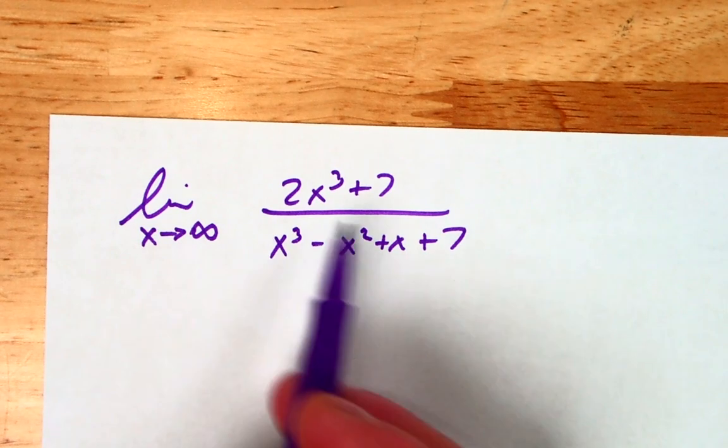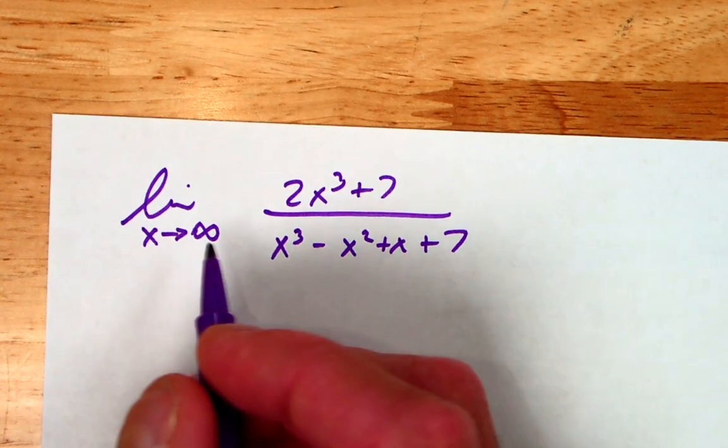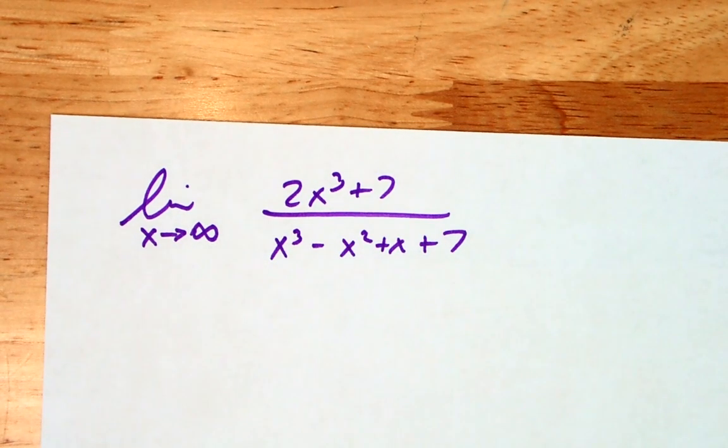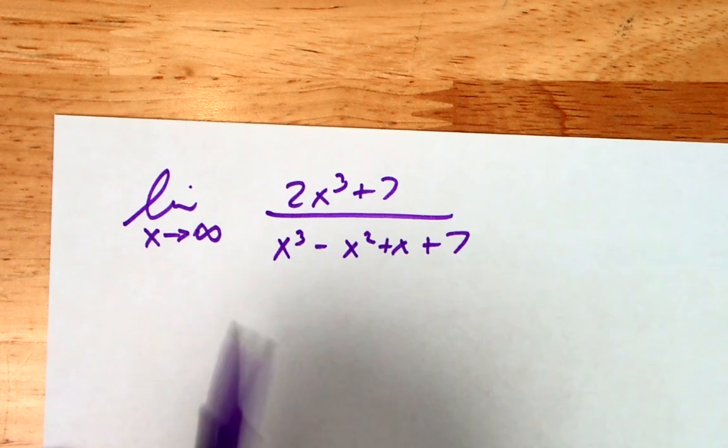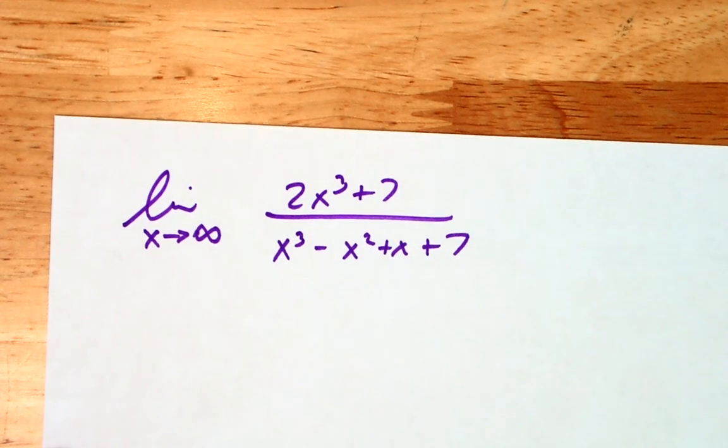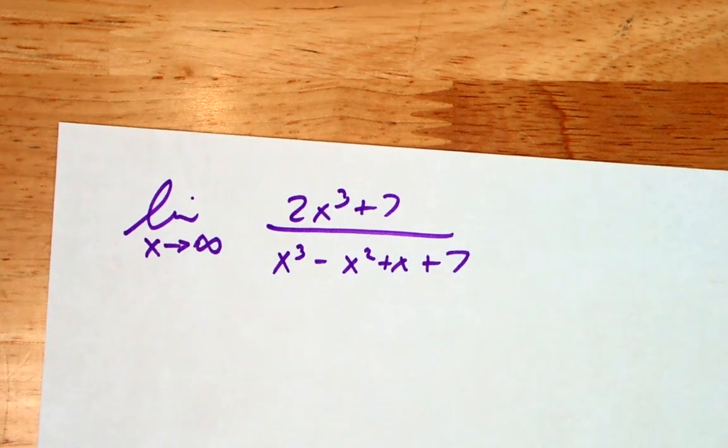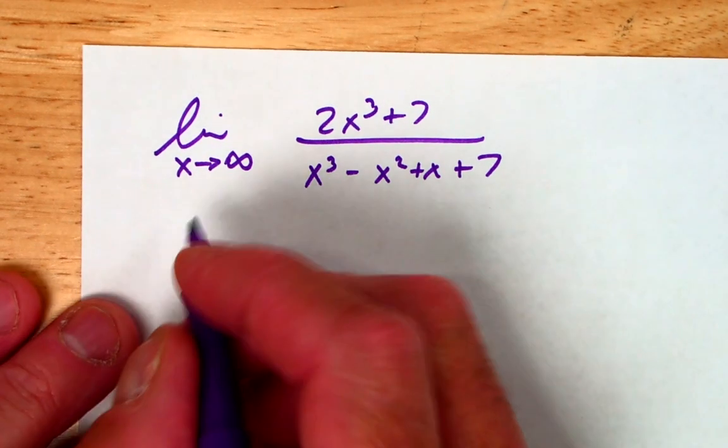Whenever I have a polynomial and I want to look at what's happening when it gets infinitely large, here's what I do: I find the largest power of x, and this will make sense why we're doing it after you see it. We're going to find the largest power of x and divide every single term by that power of x. You'll see why in just a little bit. So here's what we're going to do.